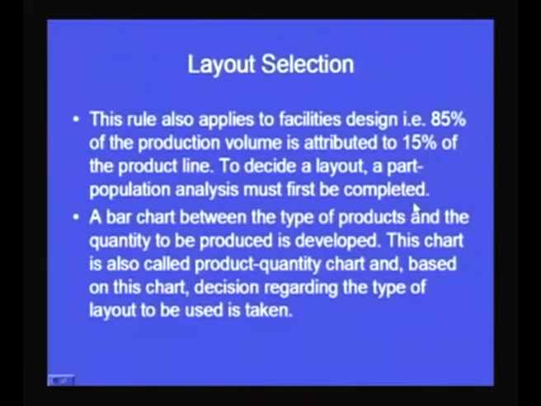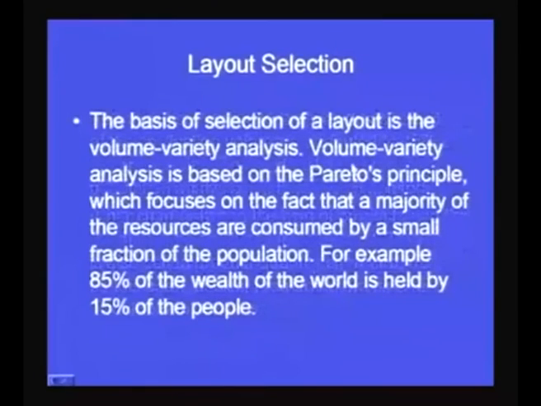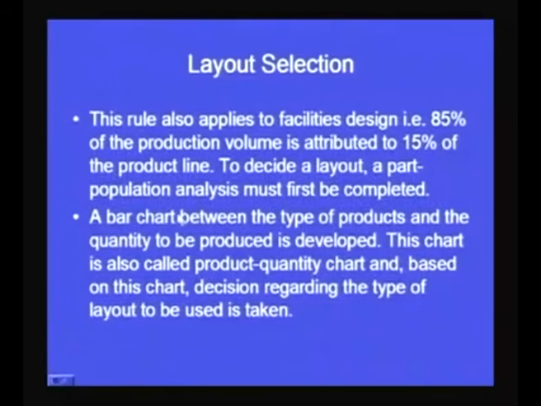This is the same as the product variety analysis or the volume variety analysis that we have seen in the previous slide. Just we can say we have to carry out the volume variety analysis. Then a part population analysis must be completed when we have to make a selection regarding the type of layout that we are going to adopt in our manufacturing plant. A bar chart between the types of products and the quantity to be produced is developed.